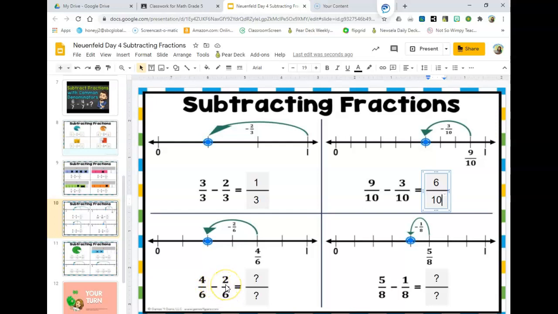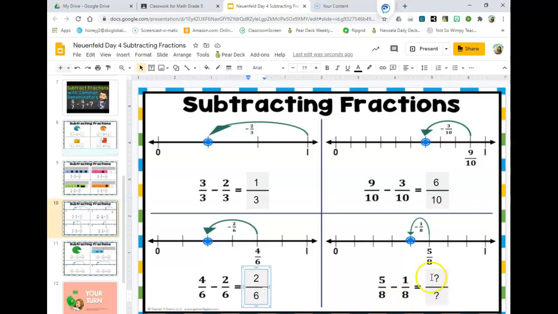Start by subtracting the numerator. 4 minus 2 equals 2, and I drag the denominator. For those of you that remember how to simplify, I could divide both of these by 2, and I would also get the answer of 1/3.